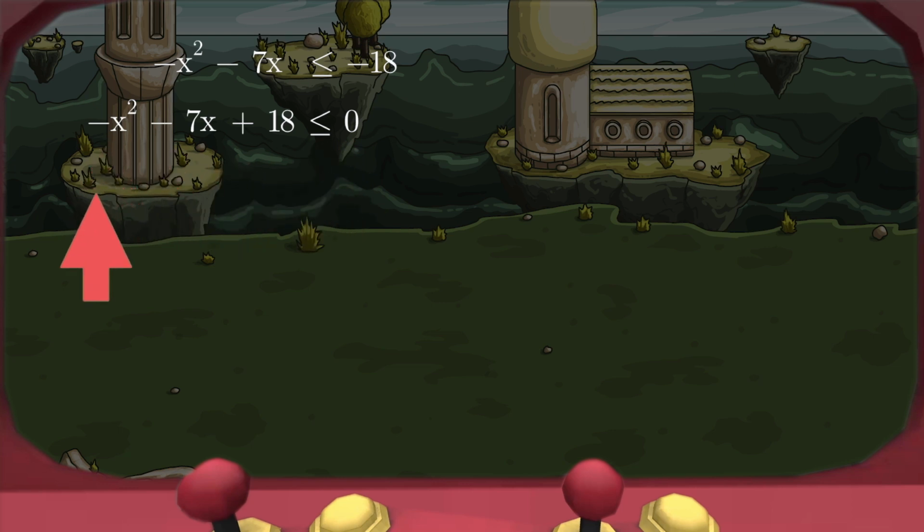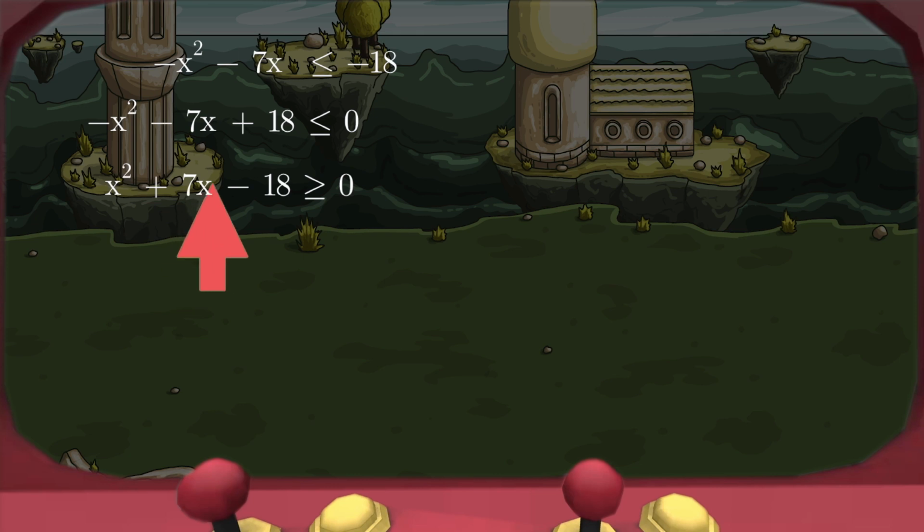And then it becomes x squared. The minus 7x becomes a plus 7x. The plus 18 becomes a minus 18. And remember, because we are dividing by a minus all the way through, this sign is going to switch around. So it becomes a greater than or equal to sign than 0. Okay, and there we have our inequality in the right form where a is positive.